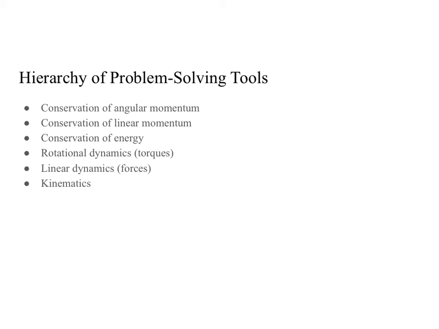This pretty much wraps up the toolkit for classical mechanics, and we have a hierarchy that's worth looking at, at least a little bit. The most powerful tool we have is conservation of angular momentum, followed by conservation of linear momentum, followed by conservation of energy, followed by rotational dynamics such as torques, followed by linear dynamics such as forces, and the least powerful technique is kinematics. It's a little funny that we study it in the other order, but that's because it takes more abstraction to build why the more powerful tools are more powerful.